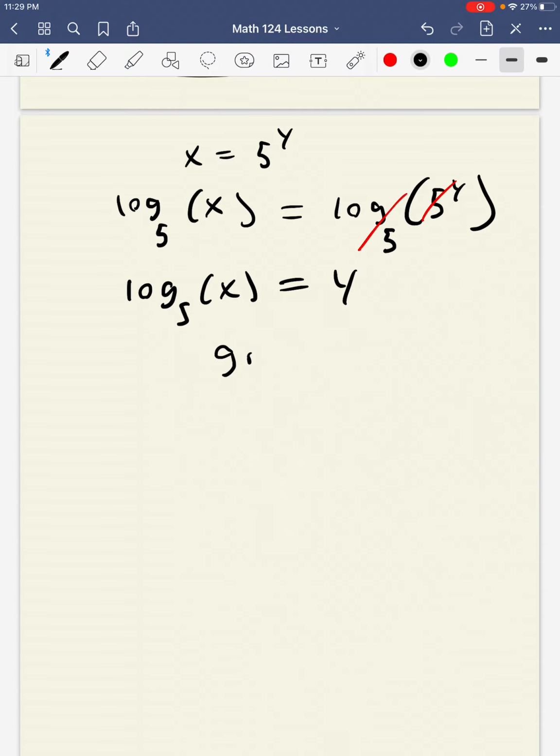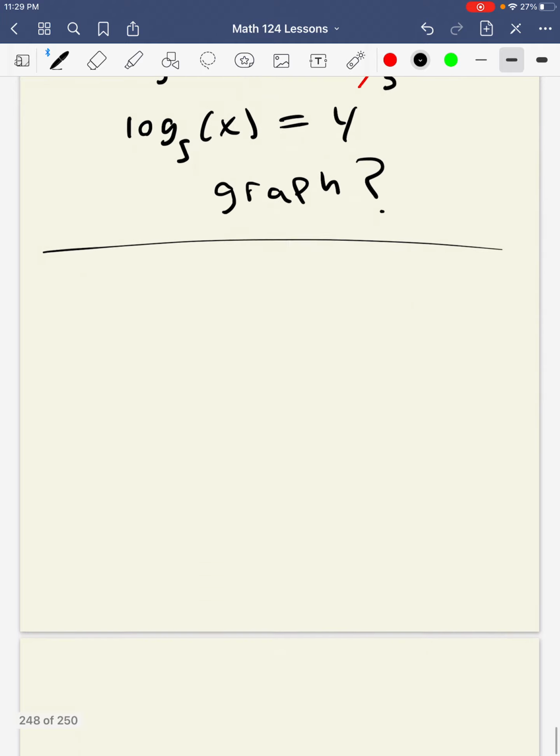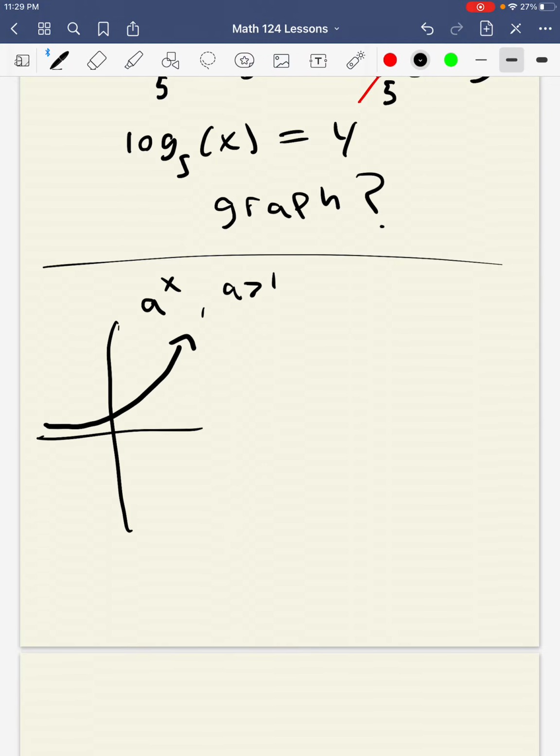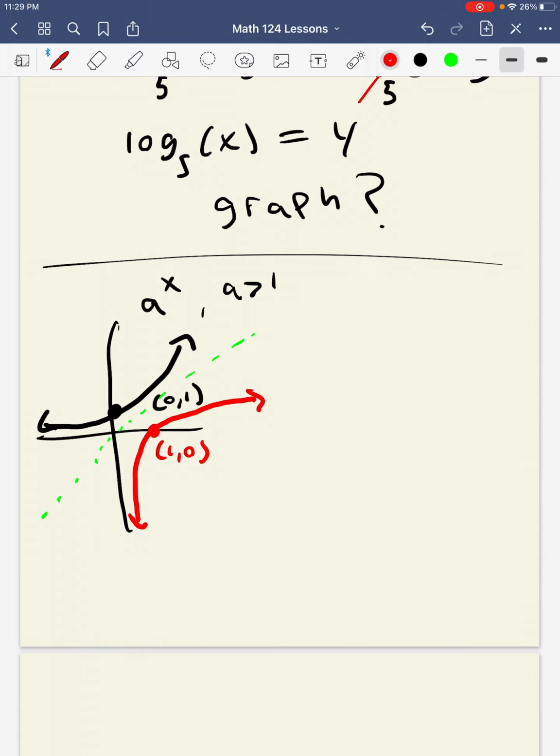Okay, what about the graph of this? What will the graph of a log function look like? Well, let's think about this in a more general way. As we learned in previous lessons, the exponential function, where the base is bigger than 1, has a graph that looks like this. And it always goes through the point (0, 1). We also learned that the inverse function will always be a reflection about this green dotted line. So therefore the logarithm will look like this. That's what log base a of x will look like.